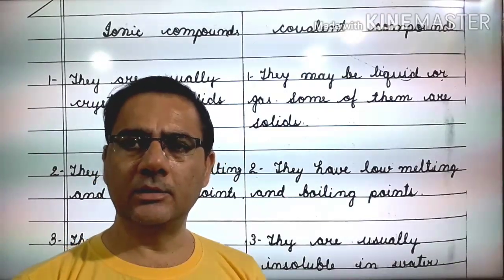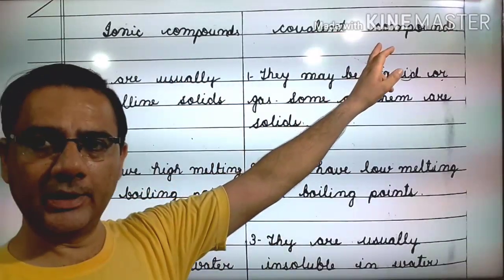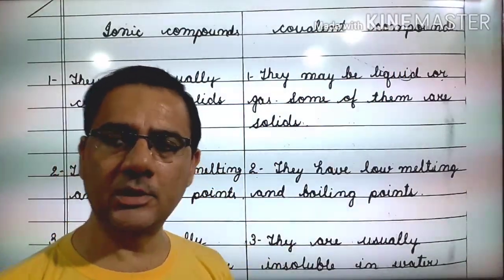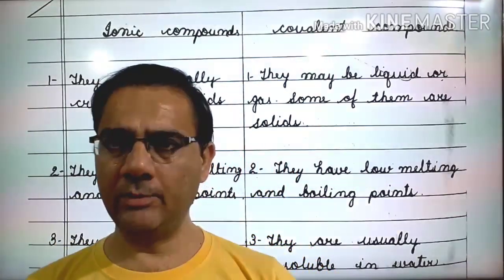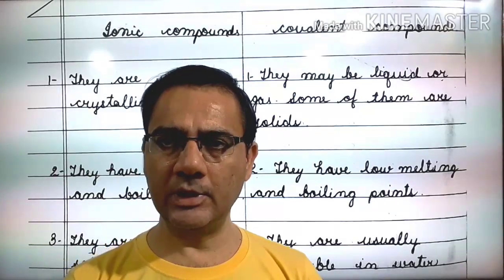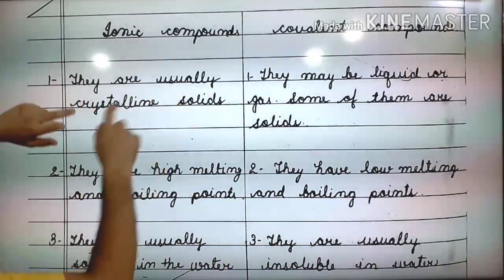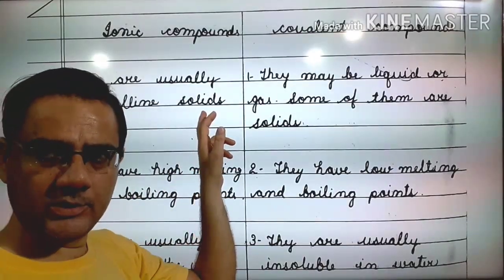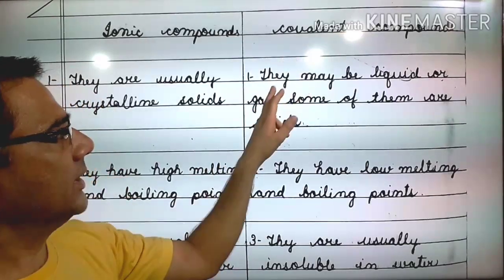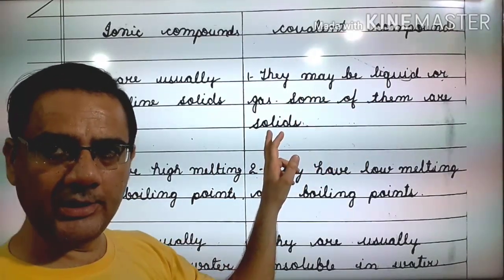Now we will study the difference between the ionic compound and covalent compound. Ionic compounds are formed by losing or gaining of electrons, and covalent bonds are formed by sharing of electrons. So see what the differences are. First point, ionic compounds are usually crystalline solids. They are solids and look like crystals, like our sodium chloride, NaCl. And covalent compounds may be liquid or gas. Some of them are solids.